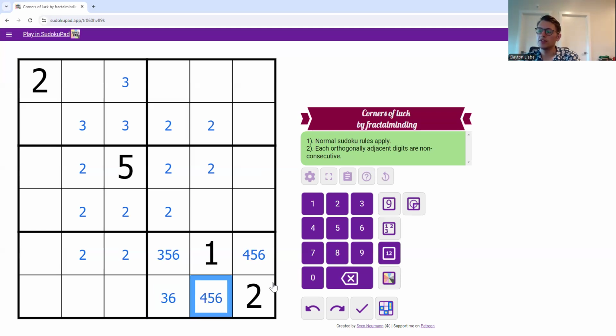Anywhere else? What about this? If this is a 5, this could be 3. This is a 6, this could be 3. If this is 4, this could be 6. All of that's fine. And then what about this? If this is a 3, this is 6. If this is 3, this is 6. This is 4, this is 5. That's valid. Okay.